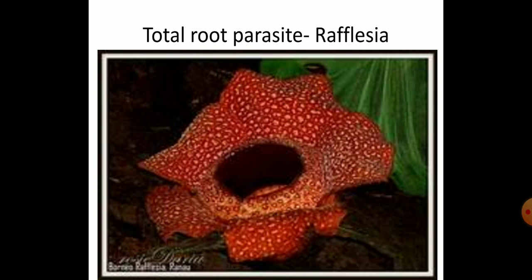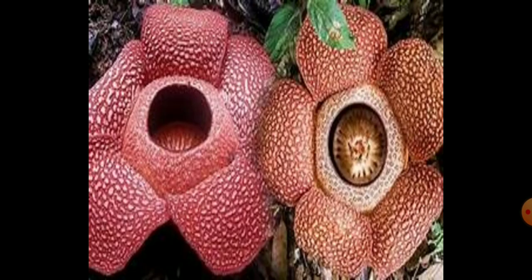Rafflesia is the world's largest, heaviest, rarest and one of the stinkiest flowers in the world. It is a leafless, stemless, rootless parasitic plant. Rafflesia is known as the queen of all parasitic organisms. It grows up to 3 feet in height and weighs up to 12 kg. Rafflesia has thread-like structures to absorb water and nutrients from the host plant on which it lives. So this is also a total root parasite.